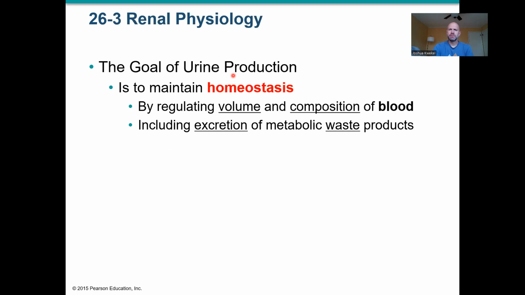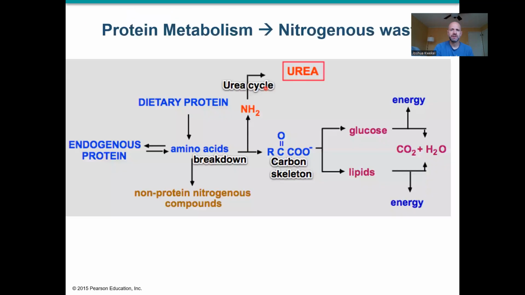So the goal of urine production here is to maintain blood homeostasis. That is the volume and composition of the blood, including the excretion of metabolic waste. These are the three major functions of the urinary system. Control the volume of blood and control the contents or composition of blood, as well as get rid of nitrogenous waste. Okay, again, here's one of these pathways.